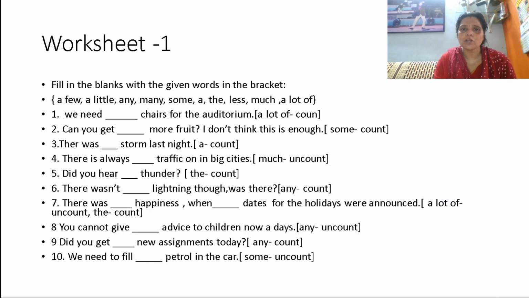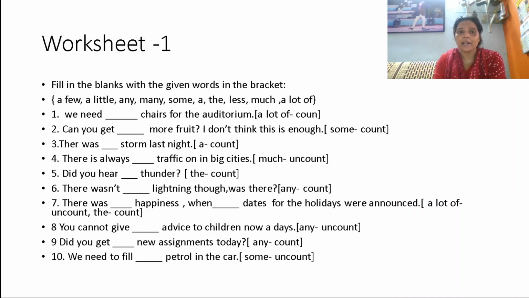There was not any lightning, though, was there. There was thunder but there was no lightning. So it is also countable. There was happiness, a lot of happiness. But here it is uncountable because we cannot count it. When the dates come, then the will be countable. You cannot give any advice. Advice will be uncountable. So any here is used with uncountable.